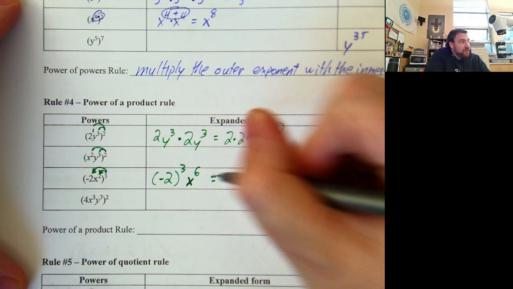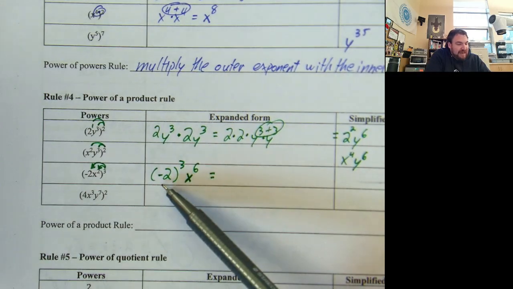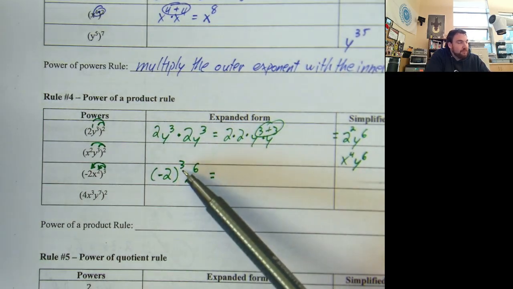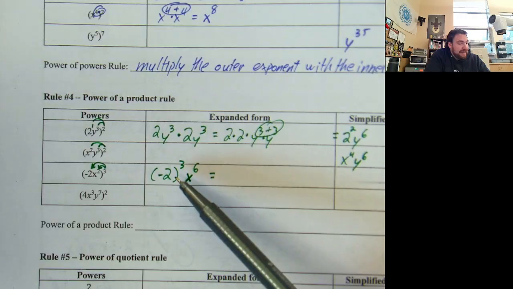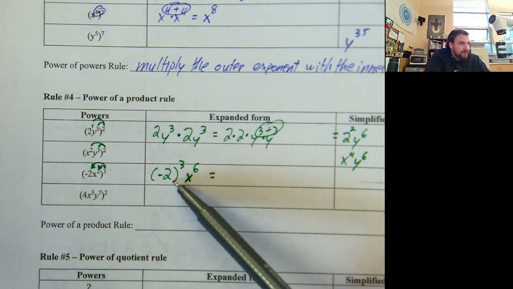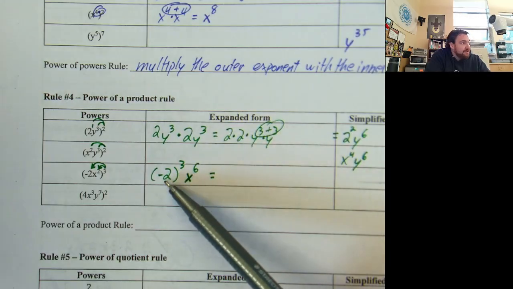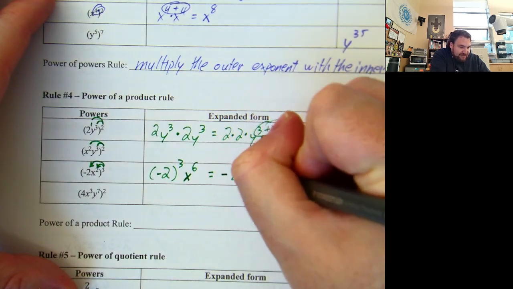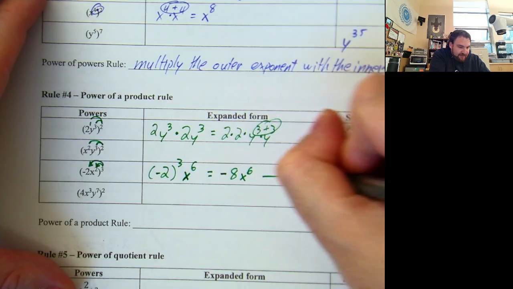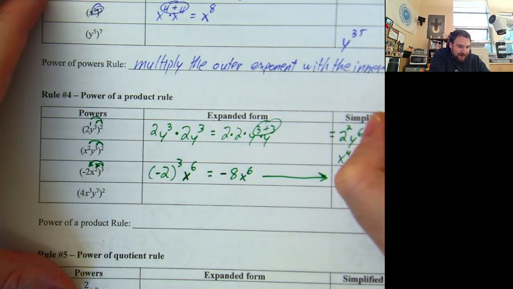And now I want to make sure we deal with this thing properly. What is negative 2 cubed? Let's actually start to evaluate some of the number sides of things. Negative 2 cubed is, Sam, you had your hand up for a sec? No? It's negative 8. Negative 2 times negative 2, positive 4. Positive 4 times negative 2 is negative 8. So I'm going to get negative 8 x to the 6. And that is going to be my simplified final answer.